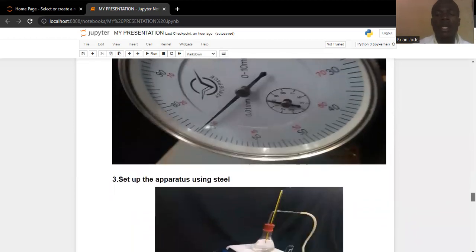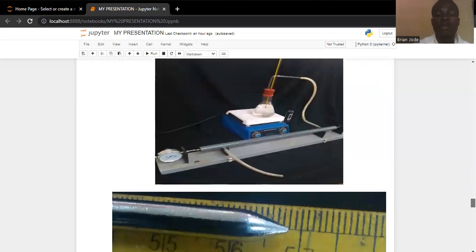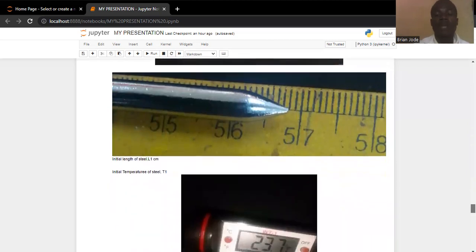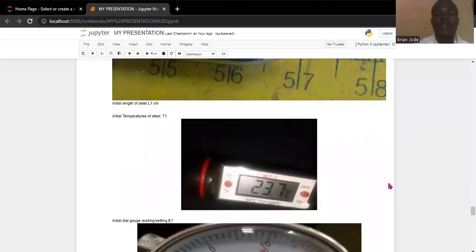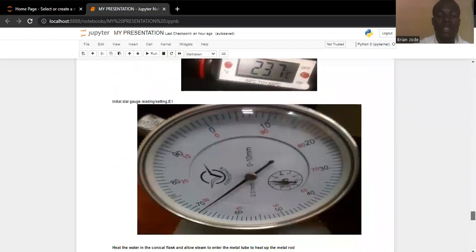Then we are going to set up the apparatus again using the steel. We are going to fix the steel inside the metal tube, then allow steam to enter the metal tube to heat up the steel, and we'll also see the amount of expansion using the dial gauge. So the same procedure we're going to follow by taking the initial length of steel as L1, initial temperature of steel as T1, as indicated here, and of course the initial dial setting of steel as E1, as indicated here.